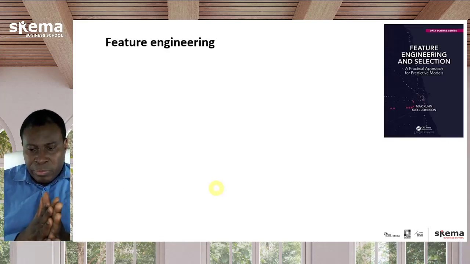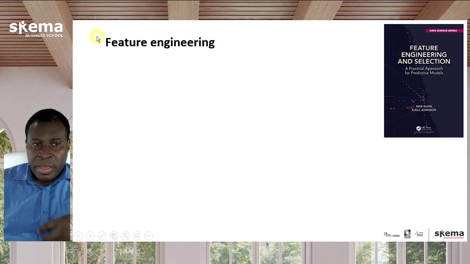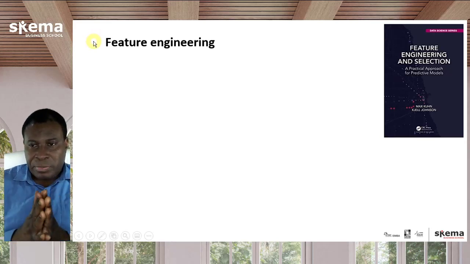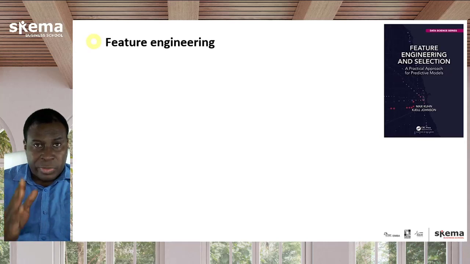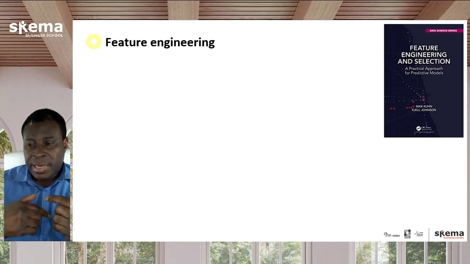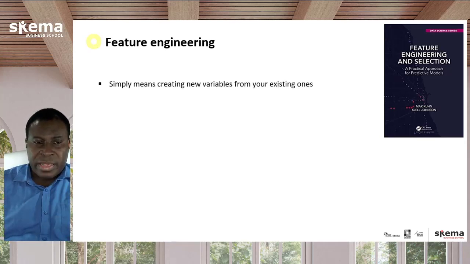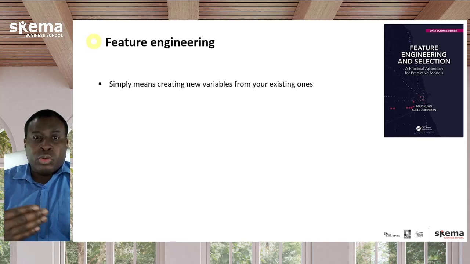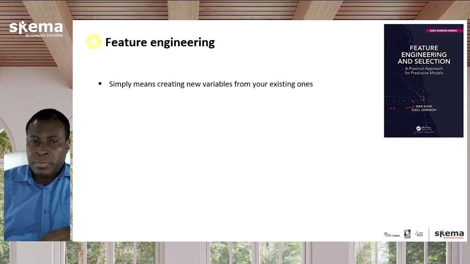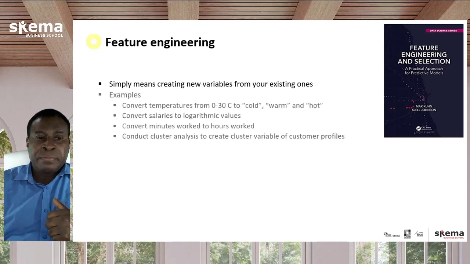Now, a very related topic, though it is partially distinct, is feature engineering. And feature engineering, well, engineering sounds like a big word, but it means taking the features, that's the predictors or the variables in the data set, and transforming them in a way that you create new variables. So it means creating new variables from the existing ones you already have.